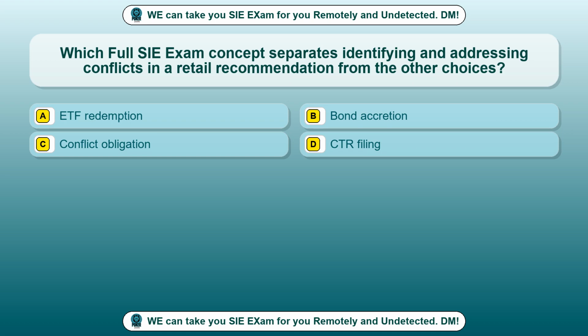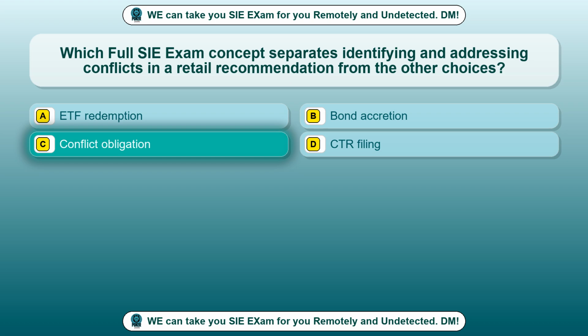Question 29. Which full SIE exam concept separates identifying and addressing conflicts in a retail recommendation from the other choices? Option A, ETF redemption. Option B, bond accretion. Option C, conflict obligation. Option D, CTR filing. The correct answer is option C.